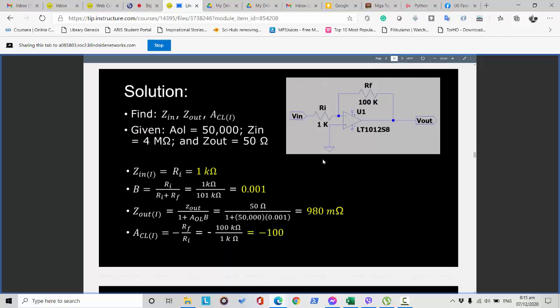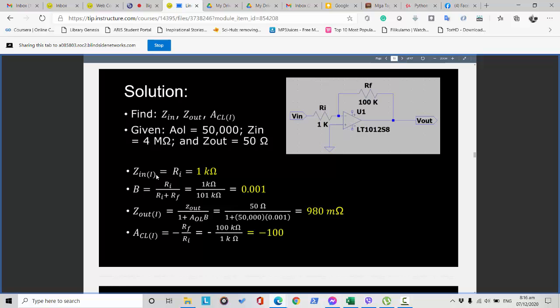So these are the solutions. We are asked to compute for the input impedance, output impedance, and the closed loop gain of the inverting amplifier. Definitely this is an inverting amplifier because the inverting input is connected to the output. This would be a voltage follower if the non-inverting input is connected to the output, or a non-inverting amplifier if that is the case.